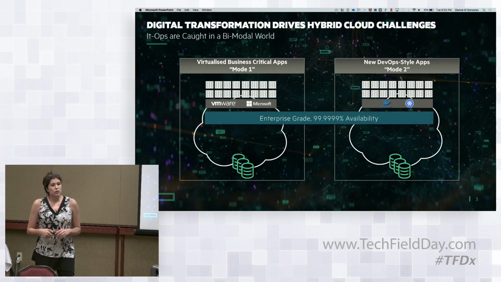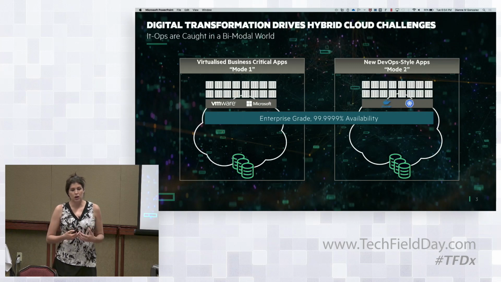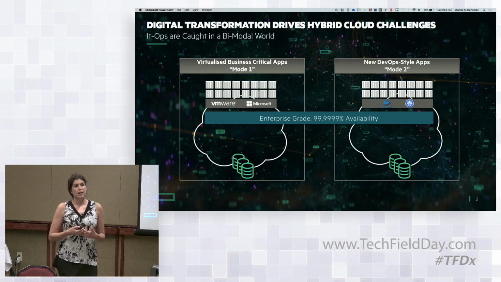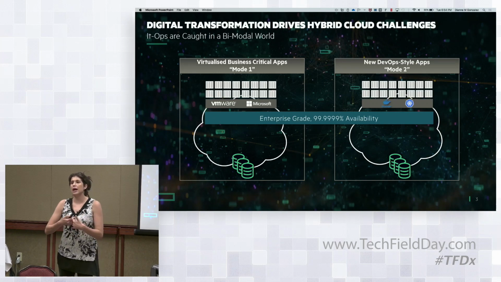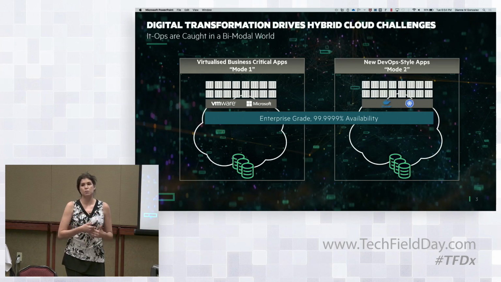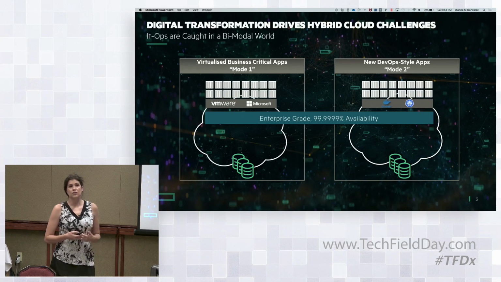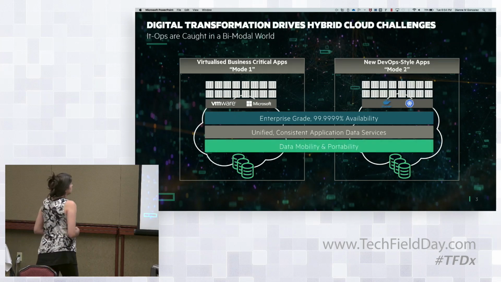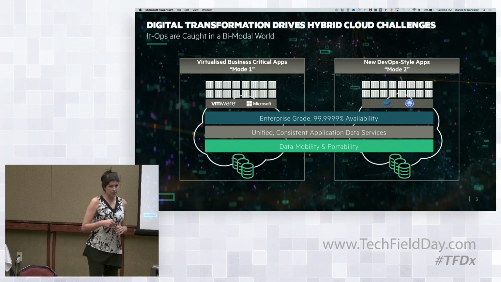And what we want to do when we're talking to our customers in this bimodal world is, number one, we want to offer them a solution that has great availability. Now, in the case of where we are now with HPE Cloud Volumes, I'm going to be talking a lot about HPE Nimble Storage. And that's why I've got this 6 nines of availability here, which is one of the things that off the bat we can offer them with these solutions. The other thing we can offer them is a unified, consistent application, data services, and data mobility and portability.